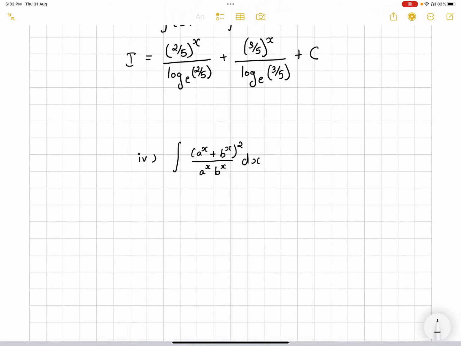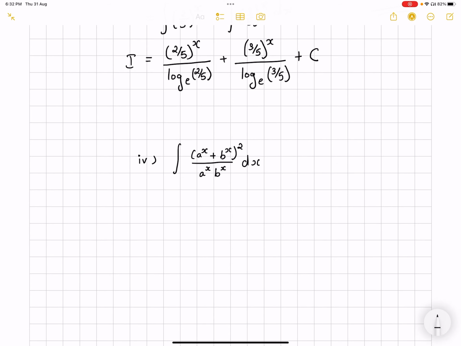So here in this particular problem, if you observe, we have a to the power x plus b to the power x whole square divided by a power x b power x dx. Let me just consider I is equal to. Then in that case, a to the power x plus b to the power x whole square. I'm going to use a plus b the whole square is equal to a square plus 2ab plus b square. So this, when we multiply it twice, we would be getting this one. So that is what we are using here.